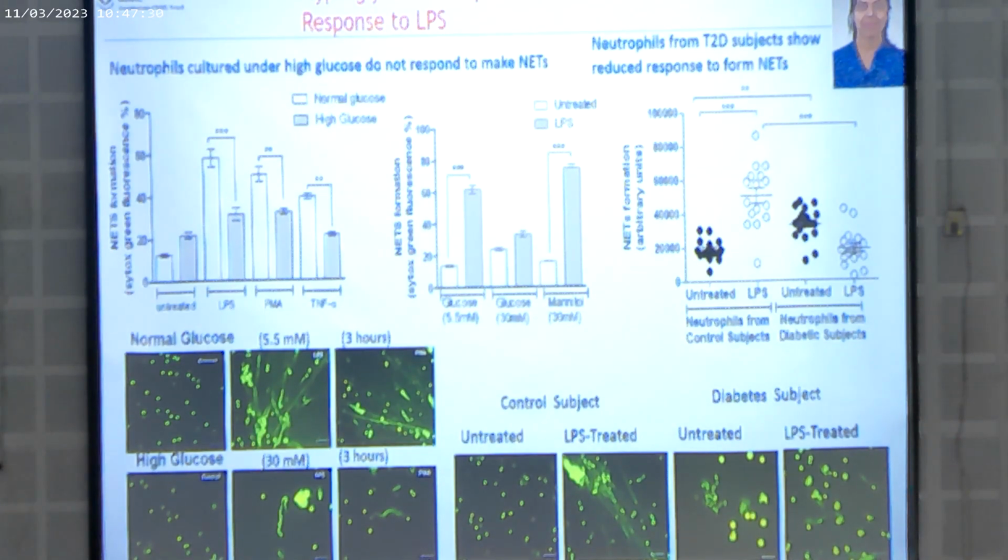The project was started with this ABC project, very long back when I came back to India in 2011. And then we did a very simple assay to start with. We took healthy individuals' neutrophils and cultured them in high glucose for 3 hours. And then we challenged them with LPS, PMA, and TNF-alpha. So wherever we have high glucose, there is a downregulation of NETosis happening. Then we recruited patients, and we isolated neutrophils from the diabetic individuals and controlled healthy individuals, and we see LPS can make very good NETs in case of healthy individuals, but in case of diabetes, the response is impeded. Diabetic neutrophils cannot make NETs.